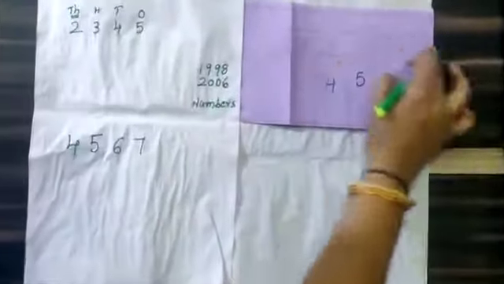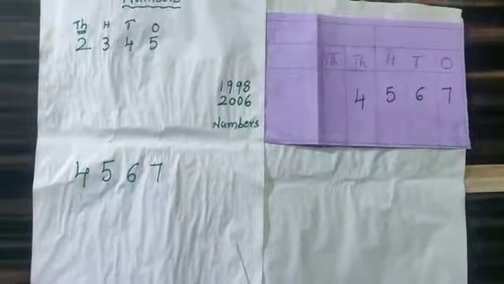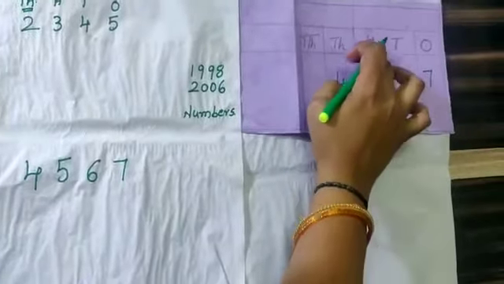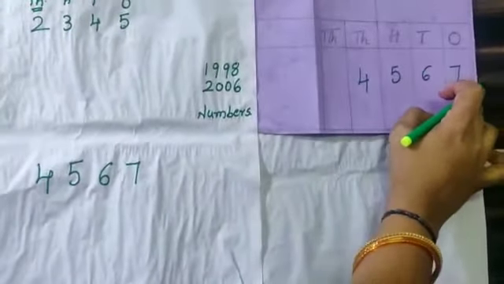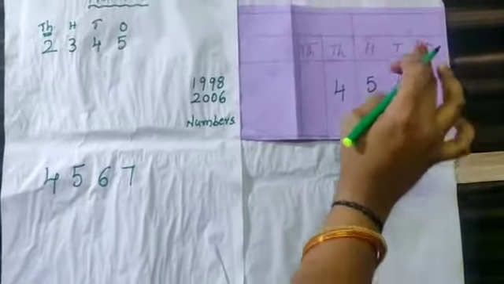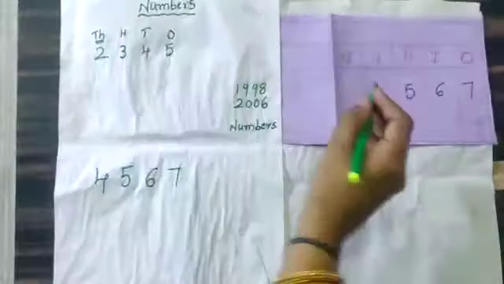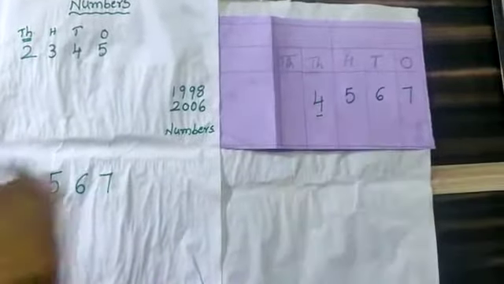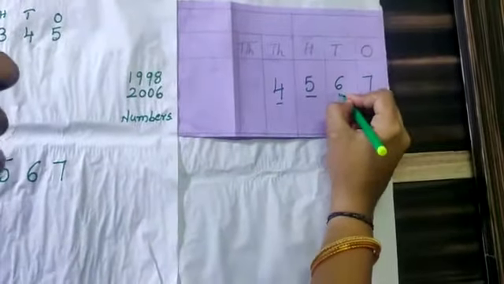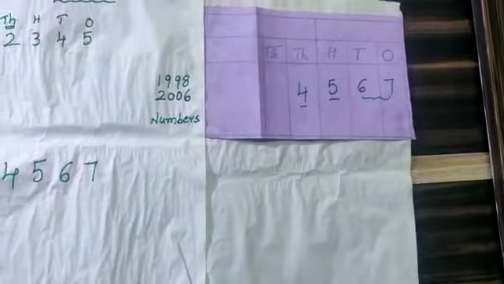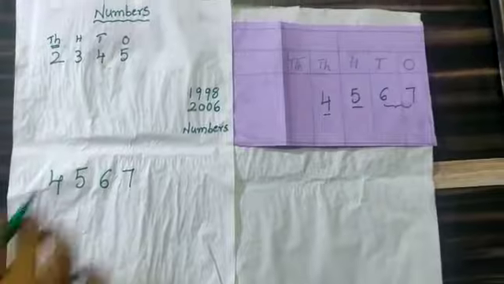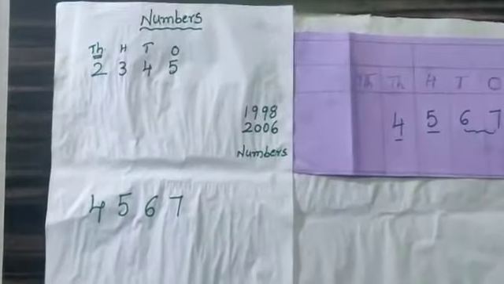So, how to read this 4-digit number using these places? We can read this 4-digit number as 4567. While you are reading a 4-digit number, we should read the thousands digit alone and the hundreds place digit alone, and the last 2 digits we read together. Can we write this 4-digit number in word form? Is it possible? Yes, we can write the 4-digit number in word form also.